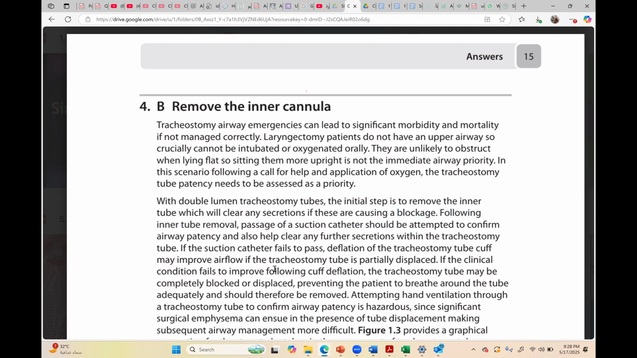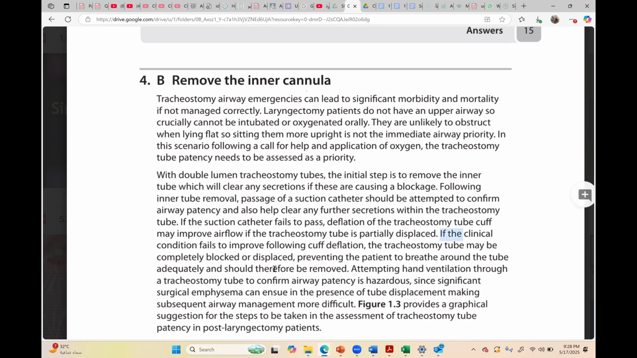Following inner tube removal, passage of a suction catheter should be attempted to confirm airway patency and also help clear any further secretions within the tracheostomy. If the suction catheter fails to pass, deflation of the tracheostomy tube cuff may improve airflow if the tracheostomy tube is partially displaced. Okay, so this is another point.